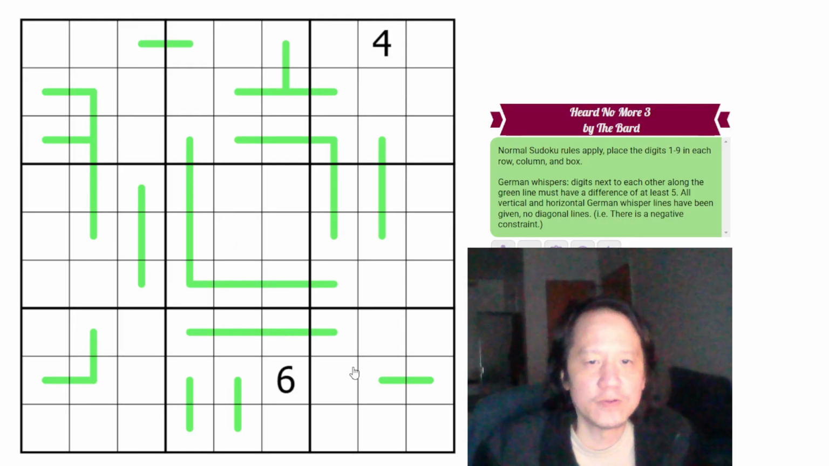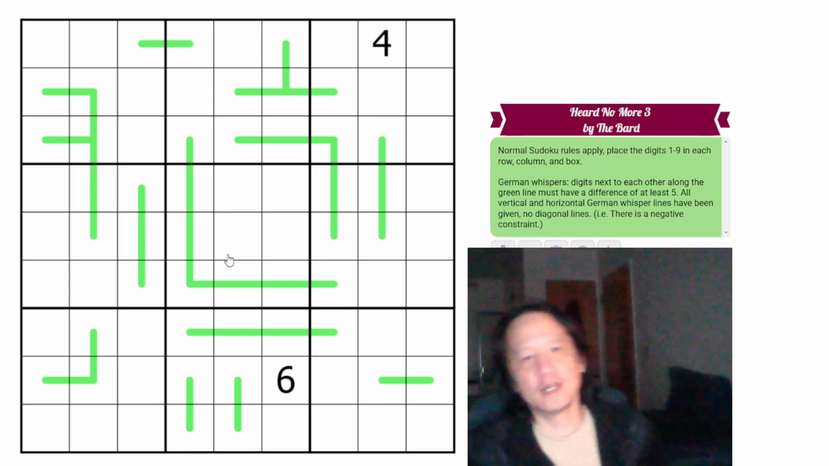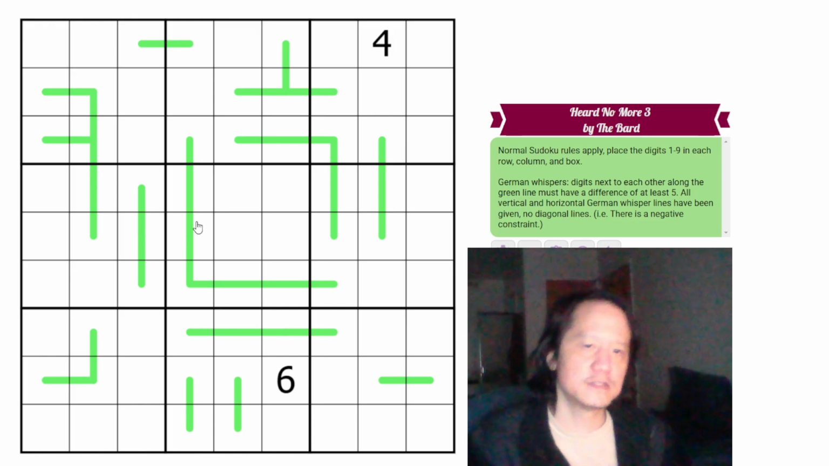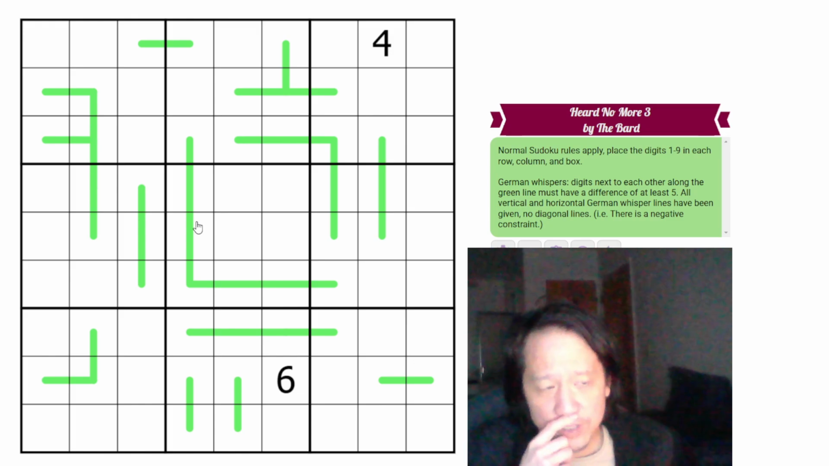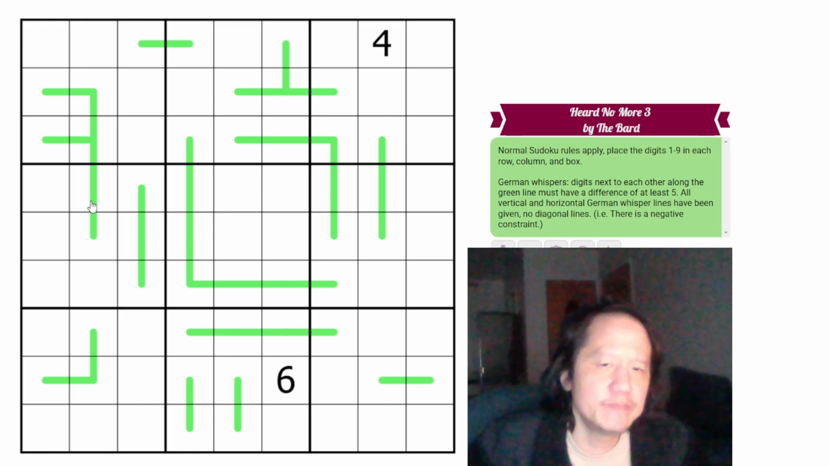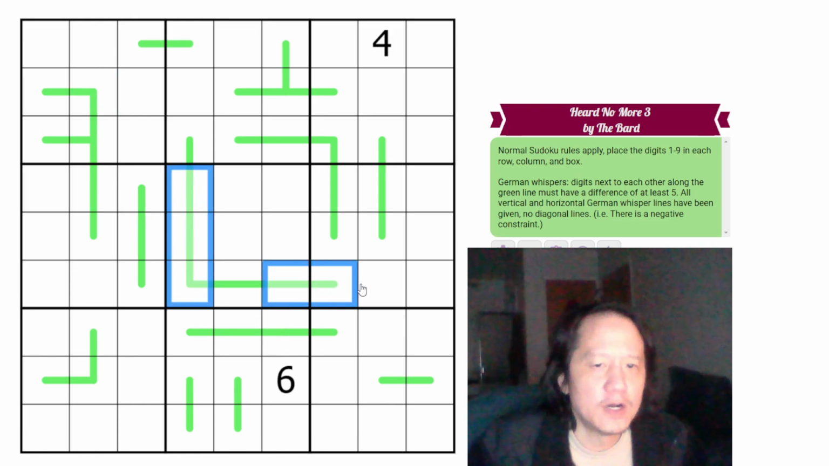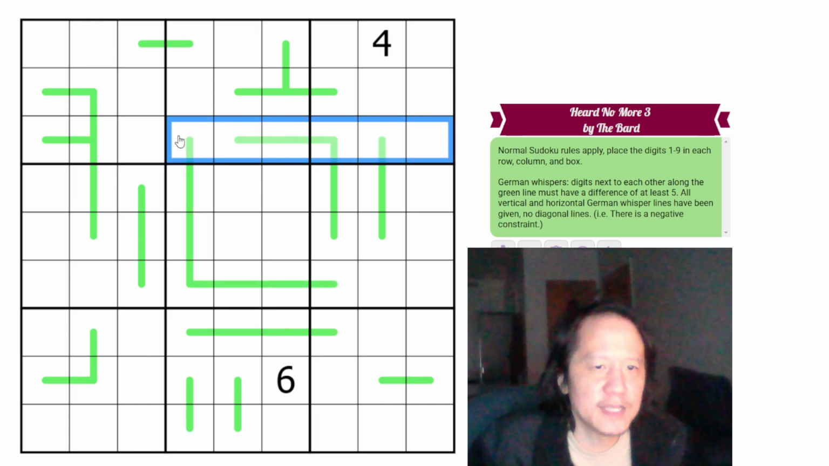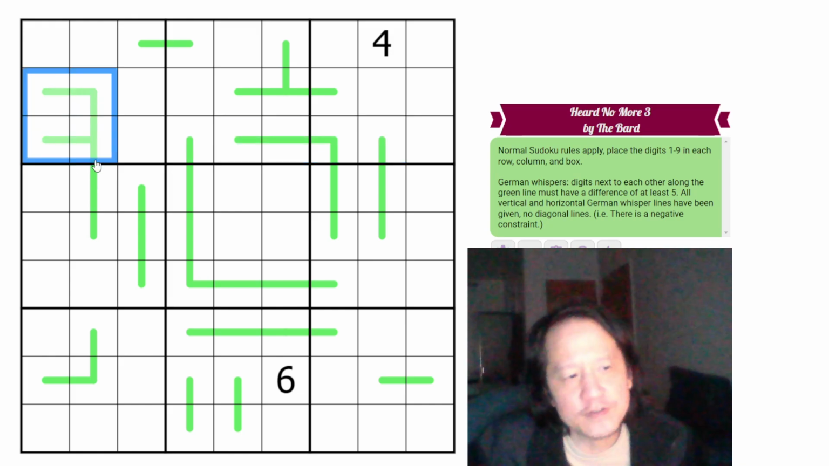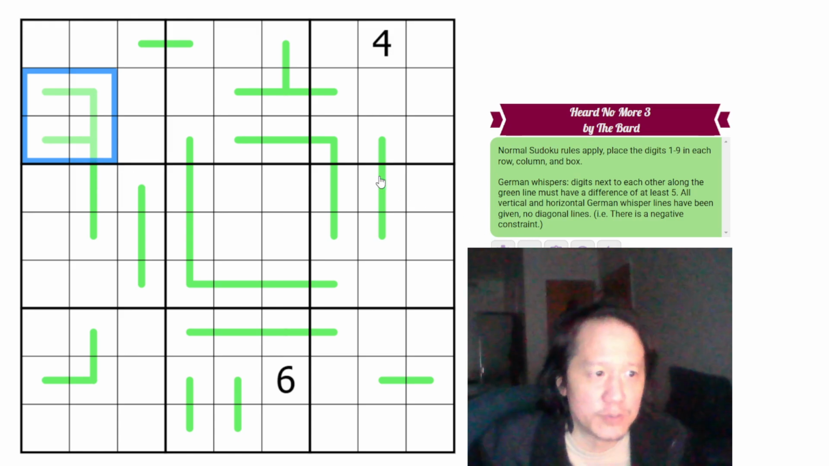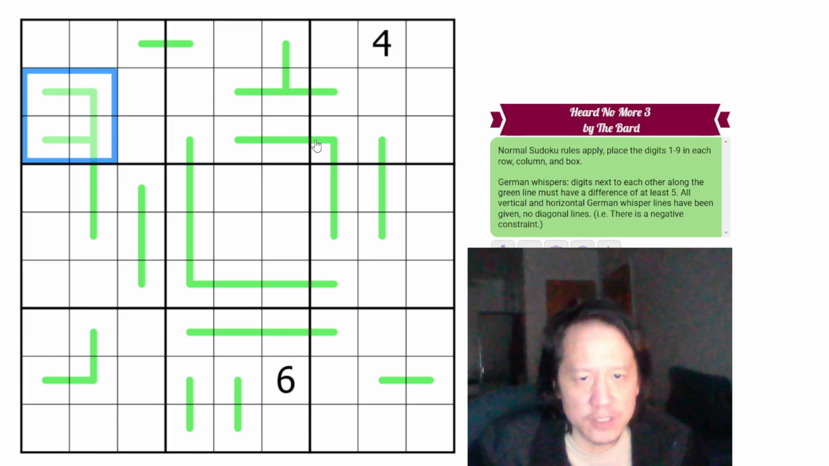Let's go. Okay. So for me, I like coloring in German whisper lines. But the negative constraint is very interesting, right? We know, well, on a German whisper line, you'll always alternate lows and highs. We also know German whisper lines cannot contain a 5, because 5 is 5 away from 0 or less, which is not a normal Sudoku digit, and it's 5 away from 10 or more, which are not digits, obviously.